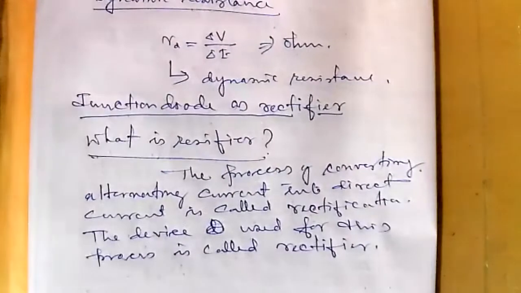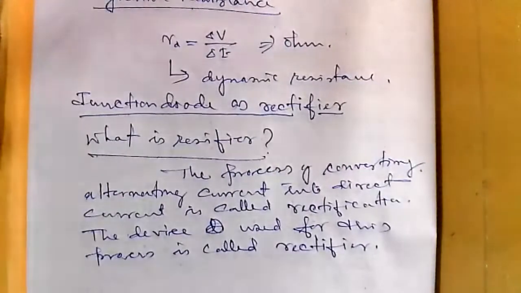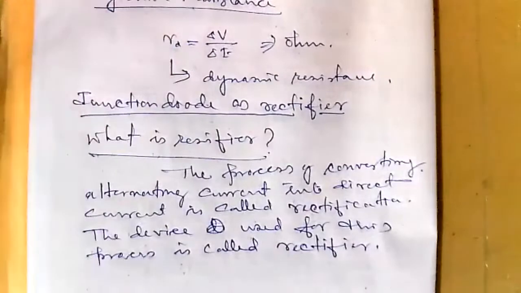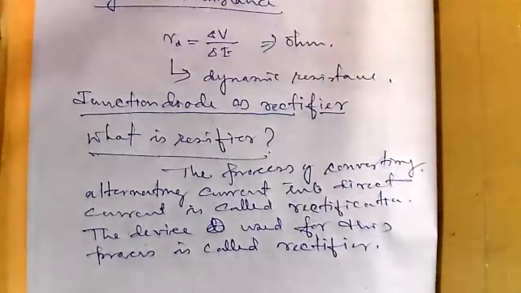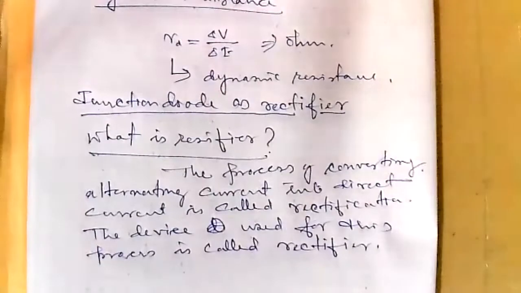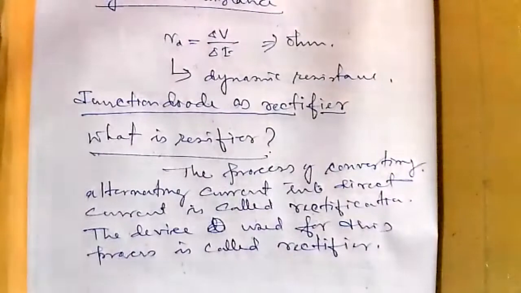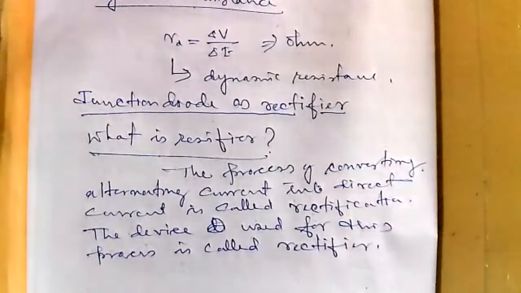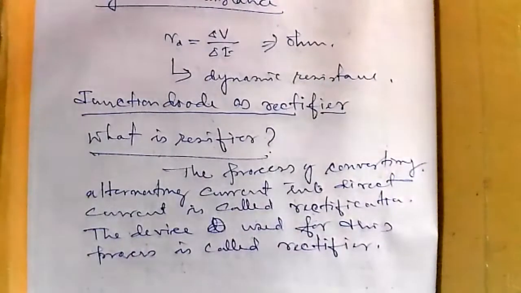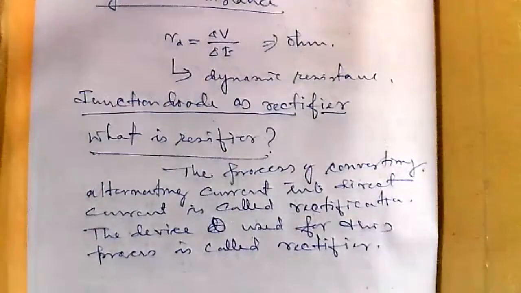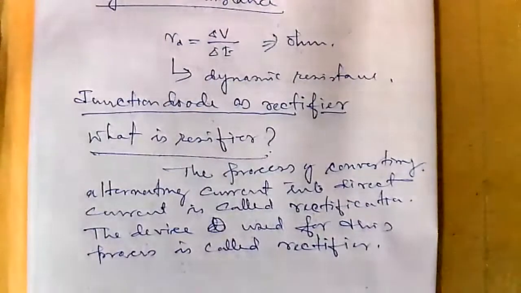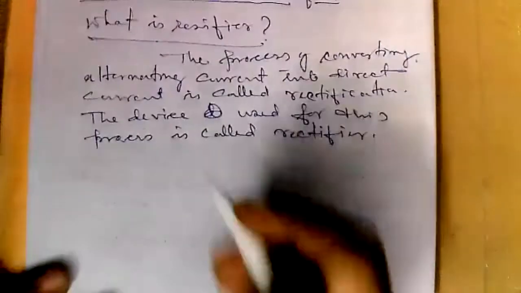Now a junction diode can be used as a rectifier. Why? Because a junction diode allows flow of current in forward biasing condition, but restricts the flow of current in reverse biasing condition. So it can be used as a rectifier. Now there are two types of rectifier. One is called half wave rectifier, the other is called full wave rectifier.